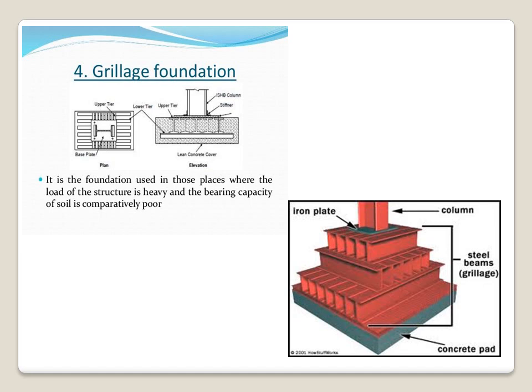Next type is grillage foundation. We have four types of shallow foundation: spread footing, strap footing, combined footing, and the last one is grillage foundation. Grillage foundation is used in places where the load of the structure is heavy and the bearing capacity of the soil is comparatively poor. It consists of a column, an iron plate and steel beams as grillage, and one concrete platform supporting the column. The steel sections will be of different types: channel sections, I sections, etc. Only a very small description is needed for grillage foundation. For any type of foundation, a very brief discussion is needed. Sketches are very important.